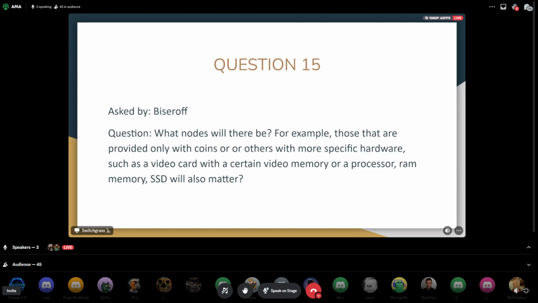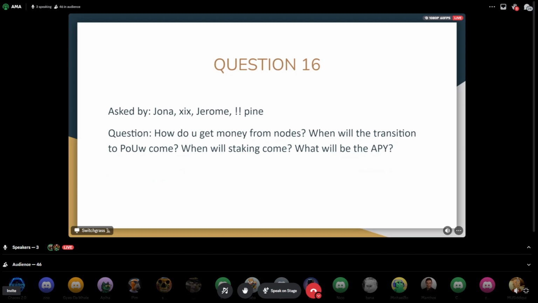All right. The next question looks like it was asked by four different people and boiled down to one. Either it's one question, but it's four questions, so let me just work through it. This is from Jonah, Kix, Jerome, and Pine. How do you get money from nodes? When will the transition to POUW come? When will staking come? What will be the APY? Let's take it from the top.